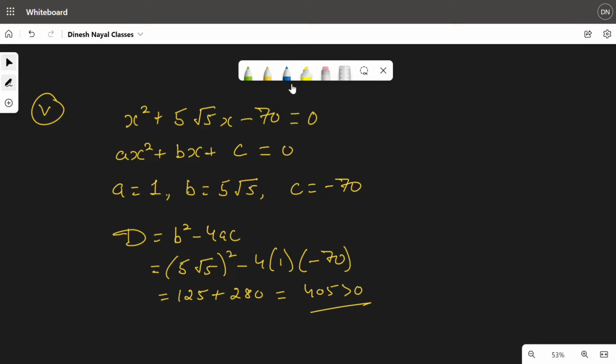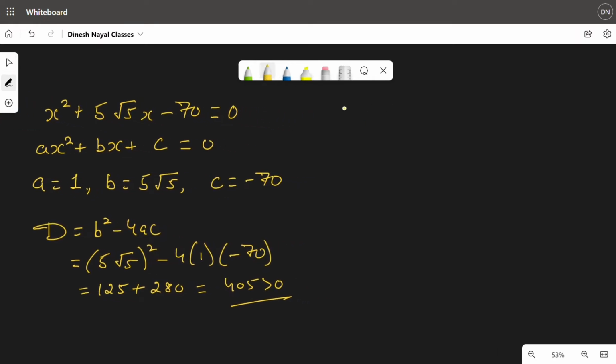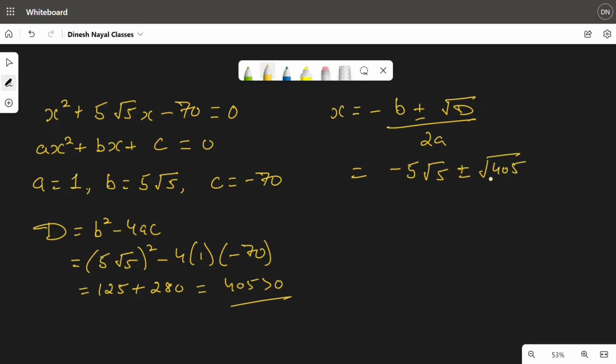Applying the quadratic formula, x equals minus b plus minus under root of b square minus 4ac, that is d only, upon 2a. So b is 5 root 5, minus b is minus 5 root 5 plus minus under root of 405 upon 2. A is actually 1, so I am writing 2 only. Now 405 under root, how can we write this? Okay, let's start with 5. So 405 divided by 5.